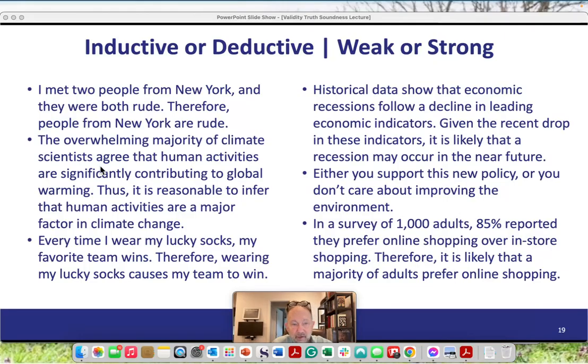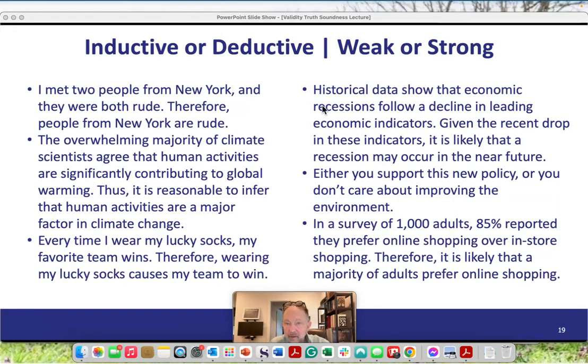The overwhelming majority of climate scientists agree that human activity is significantly warming the planet, so it's reasonable to infer. There's your hack words, your hedges. This is an inductive argument. It's a strong inductive argument. Every time I wear my lucky socks, my favorite team wins. Therefore, wearing my lucky socks causes my team to win. This is an unsound argument. This is a causal effect that doesn't exist.